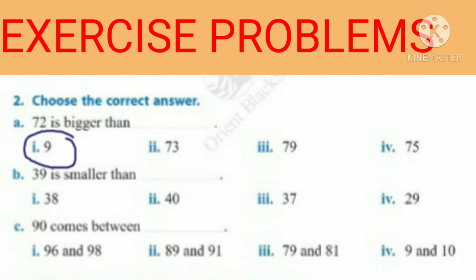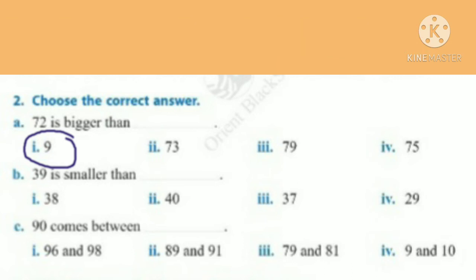Okay, the next question, 39 is smaller than dash. Here we have four numbers 38, 40, 37 and 29. Here we have to find out a number which is bigger than 39 because our question is 39 is smaller than dash. Tell me children, which number is bigger than 39? Yes, 40. So we can say that 39 is smaller than 40.